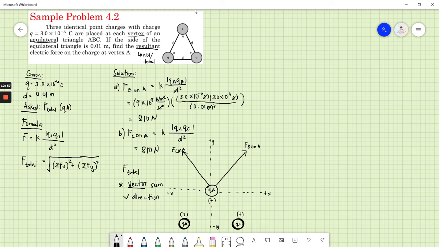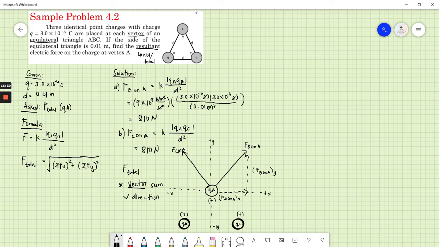What we mean by component, since these are not directly in the line of our coordinate plane, we have to do a component. Meaning we have to break down the direction of FB into FY and FX. So if we look at FB, we know the direction is towards the positive X, going this way. So this is basically your FB on A in the X direction. Moreover, our FB on A is also going upward in the positive Y direction, and this is basically your FB on A in the Y direction.